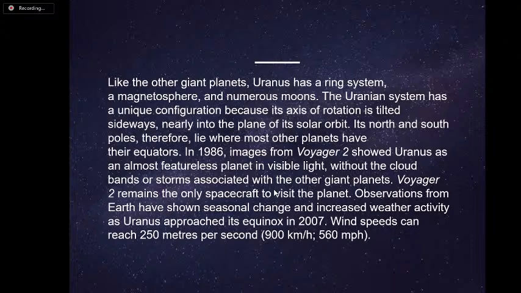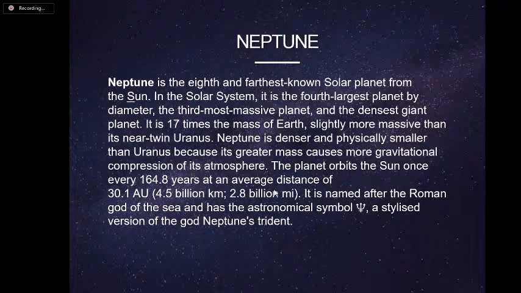So, lastly, Neptune. Neptune is the eighth and farthest known solar planet from the Sun. In the solar system, it is the fourth largest planet by diameter, the third most massive planet, and the densest giant planet. It is 17 times the mass of Earth, slightly more massive than its near twin Uranus. Neptune is denser and physically smaller than Uranus because its greater mass causes more gravitational compression of its atmosphere.